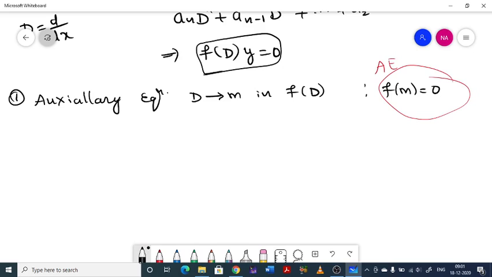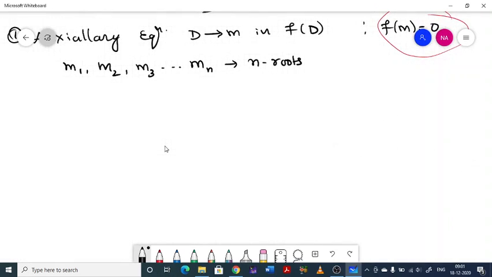If it is a polynomial of degree n, then you get n roots, m1, m2, m3 up to mn. If you get a second degree polynomial, you get 2 roots, third degree polynomial 3 roots. Similar to that, you get n roots generally. I am explaining the general case. Here to write the solution, there are 3 possible cases. Case 1. Roots are real and distinct.